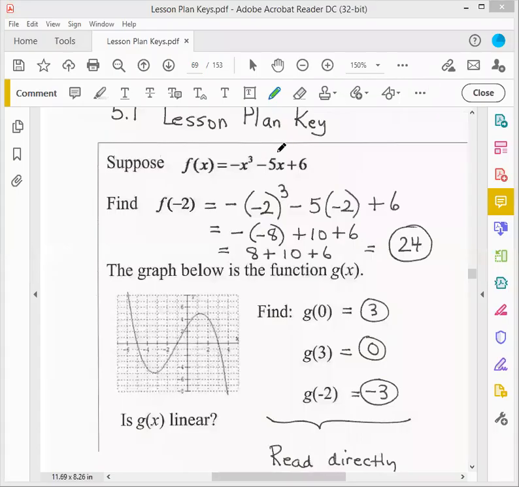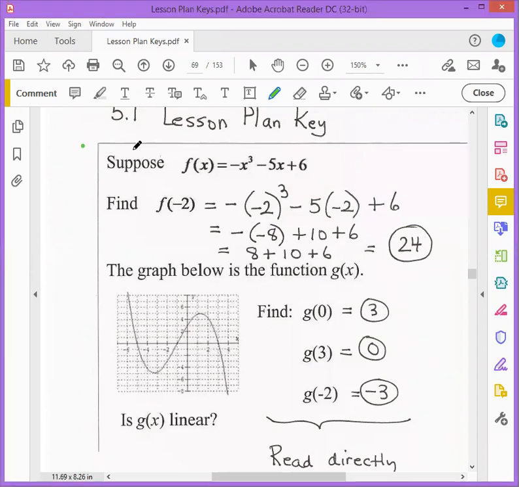Hello everyone. This video will cover notes from section 5.1, and 5.1 deals with functions. We're going to start with this first problem that asks us to suppose we have f of x equal to negative x to the third power minus 5x plus 6. We want to find f of negative 2.